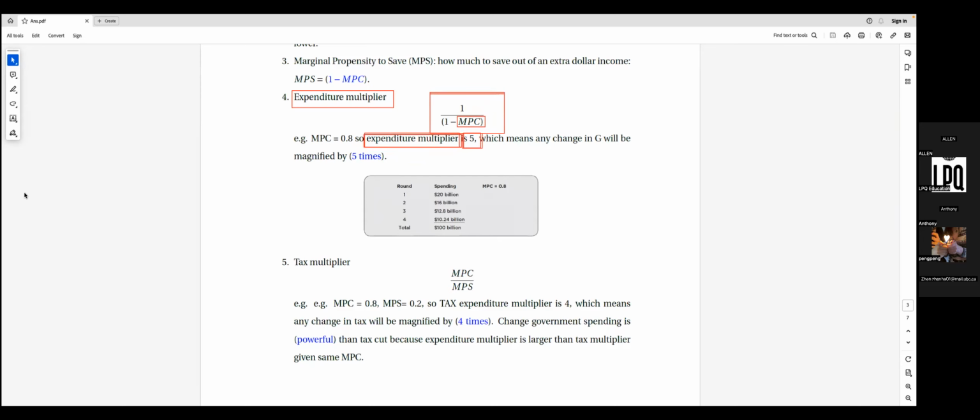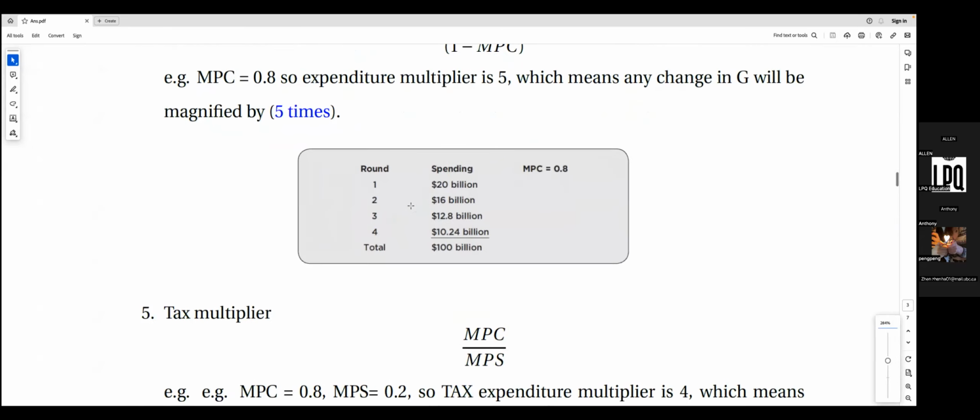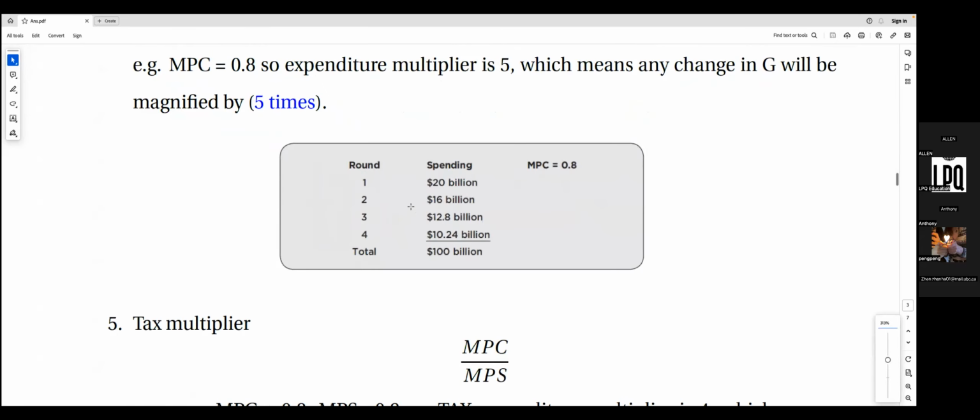Okay, so why is the case? How come the overall GDP will increase by 5 times larger? So using our SkyTrain station example, let's explain again. To stimulate this economy, based on our theory, fiscal policy, government should increase the government spending.